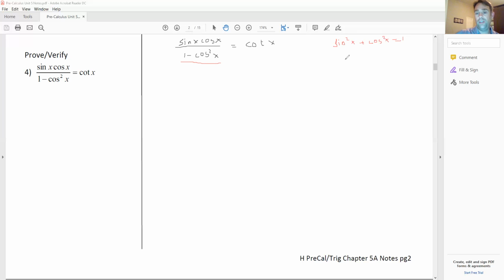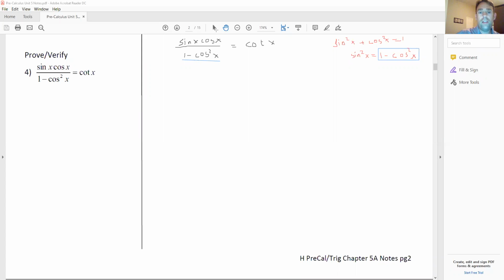So if I want to get sine squared by itself, I'm going to move the cosine squared x to the other side. And then, friends, at that point in time, I'm looking at it right here, and I'm thinking, all right, here's my 1 minus cosine squared x.